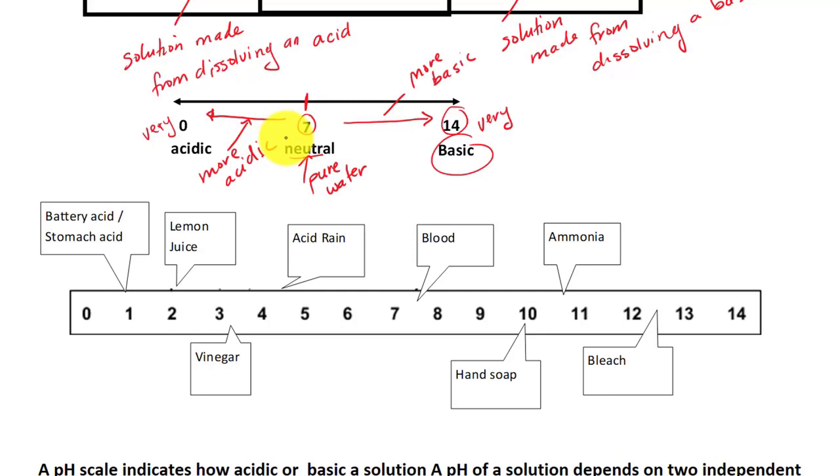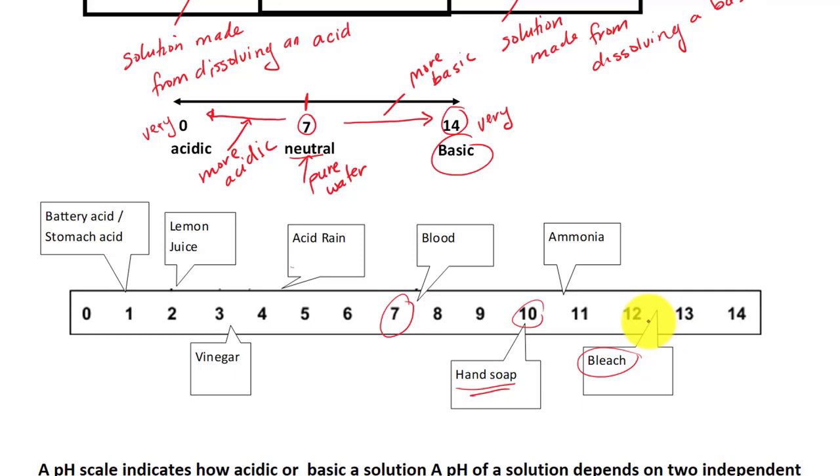Let's look at some examples that we see in our daily life. First of all, stomach acid is right here. That's the same pH as your battery acid. And then we have lemon juice, we have vinegars, we have acid rain. Then past the neutral value of pure water, we have blood, which is a little bit basic. Then we have soap right here, at a pH of 10. Then we have bleach, which is a cleaning agent, with a pH all the way between 12 and 13.